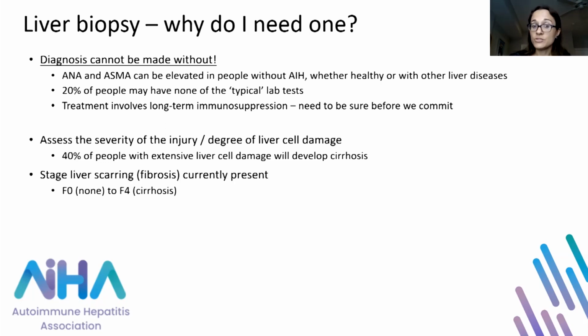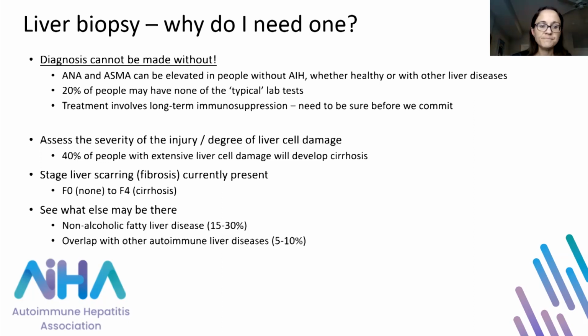We can also stage the scarring present in the liver, which is typically scored from 0 to 4, where 0 means no scarring at all and 4 means cirrhosis of the liver. And we can also see what else might be there. So about 15 to 30% of patients who are diagnosed with autoimmune hepatitis have non-alcoholic fatty liver disease on their biopsy. And then about 5 to 10% of patients have what we call an overlap with another autoimmune liver disease. And so that might alter how patients are treated and potentially what medications they need. And so it's important to know these things.